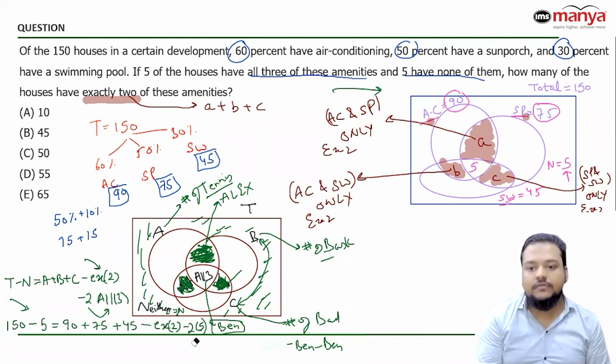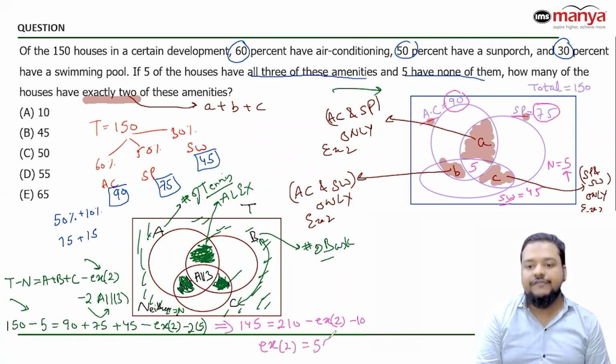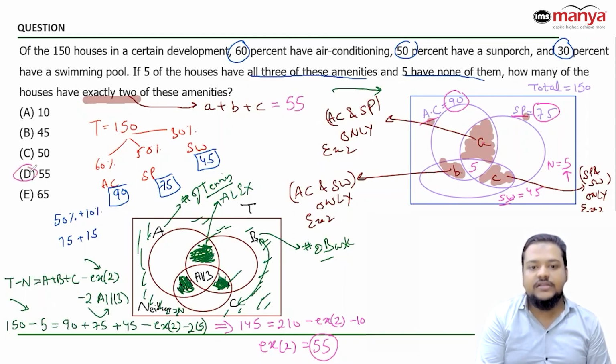Let me erase something here. If you haven't noted, you can pause the video and note it. Meanwhile, I can quickly solve this now. I will get 145 on the left hand side, and 75 plus 5 is 80, plus 40 is 120. 120 plus 90 is 210, minus exactly 2 and minus 10, so that will be 200. 200 minus 145 will be 55. Hence exactly 2: the houses that have exactly 2 amenities is coming out to be 55. Hence the answer is option D.